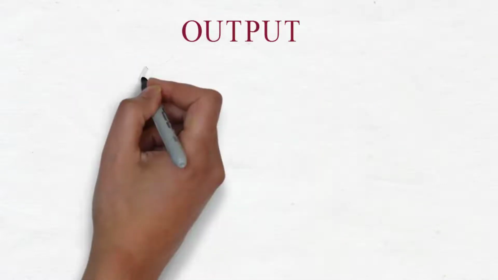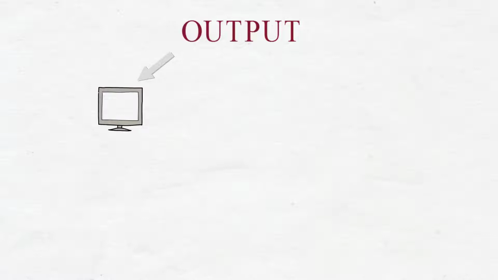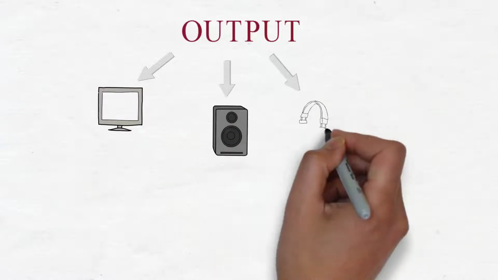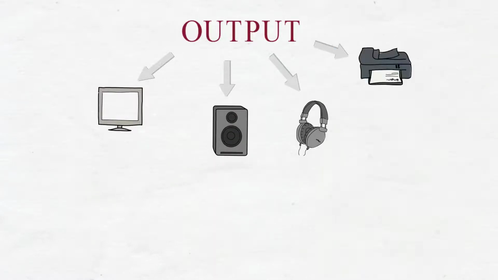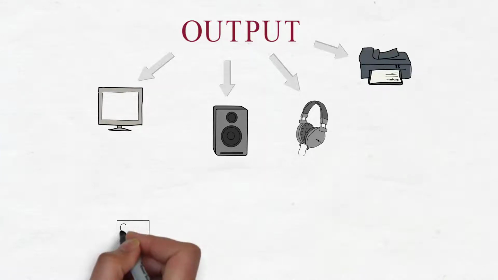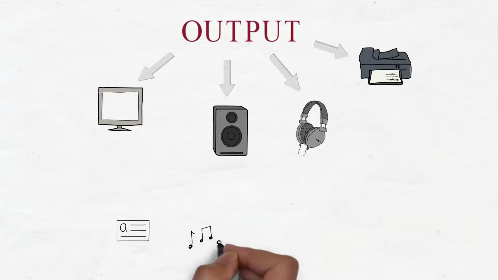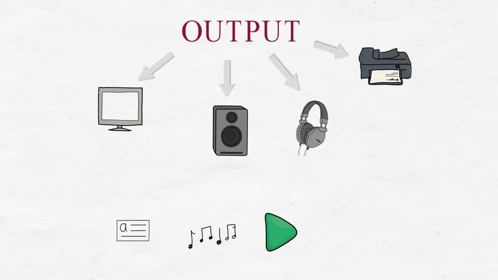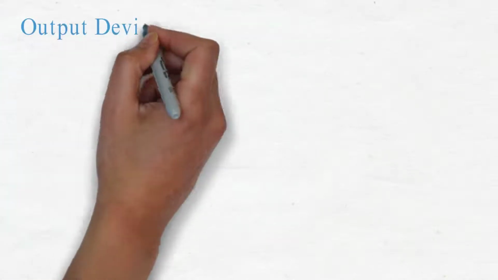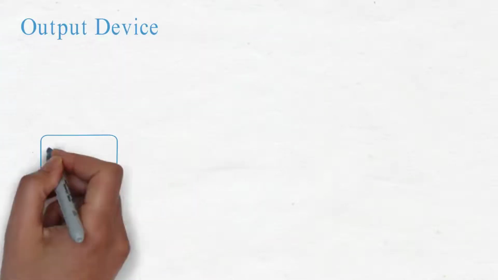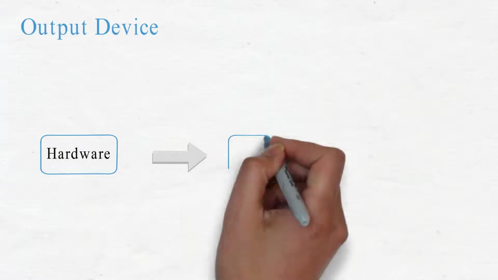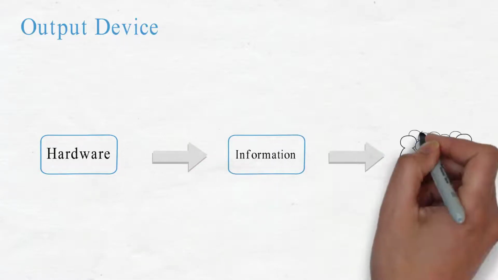Users see output through display devices, speakers, headphones, printers, etc., which are called output devices. Outputs can be of different types like text, graphics, audio, and video. An output device is hardware which conveys information to one or more people.